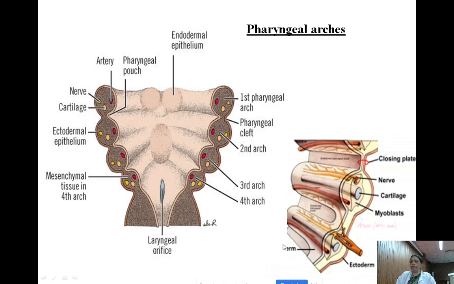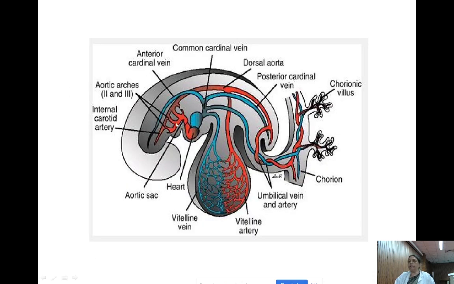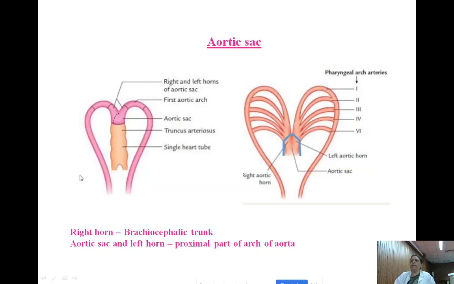Now we come to the arches. Here we can see that these are the arterial arches. This is the single heart tube, and here is the truncus arteriosus. The distal part of it is known as the aortic sac, which is divided into the right horn and the left horn, and this is the dorsal aorta.